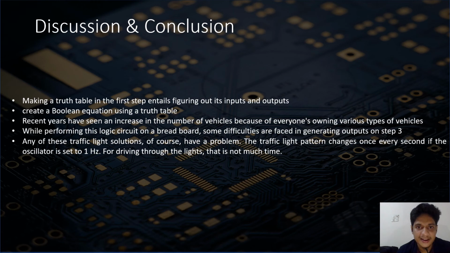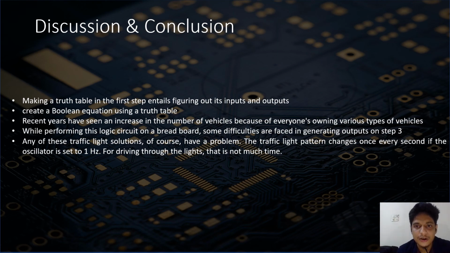Vehicular traffic is managed by a traffic light system. Recent years have seen an increase in the number of vehicles because everyone is owning various types of vehicles. The majority of them have more than is legally required. Traffic lights are therefore necessary to prevent accidents and traffic jams. The upper one is a red light telling the driver to stop at the intersection, and the last one is green, allowing the driver to proceed through the intersection.